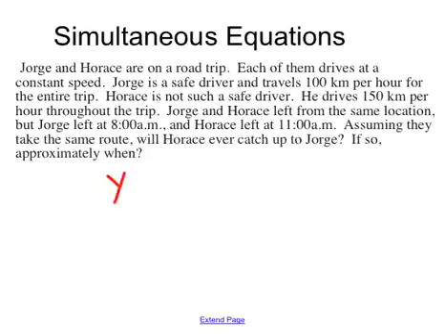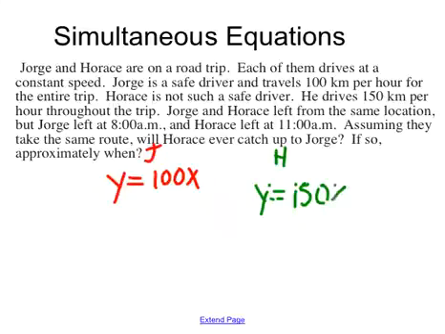Jorge's line is going to be represented with y being equal to his rate of change, which is 100 kilometers per hour, and then he's crossing the y-axis at 0. Okay, so this is Jorge's line. Really we don't need this plus 0 because it doesn't matter, but that's Jorge right there. Now Horace is a different story. We know his rate of change is 150, but what we don't know is his y-intercept, whatever we're adding. So we're missing that information.